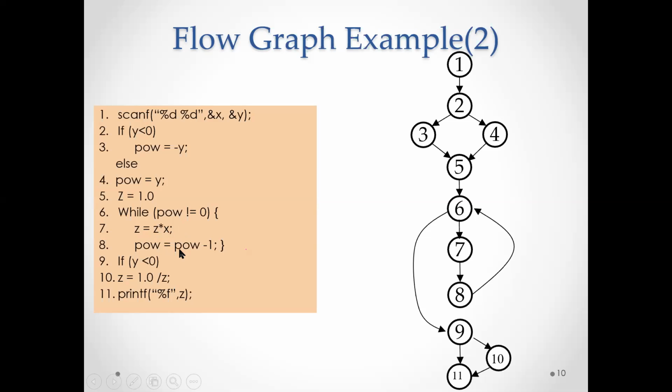Next, power is equal to power minus 1. Whatever the value is there with respect to power, minus 1, that will be the thing. So this will be continuing with respect to our loop. This is the while loop. Once the power becomes equal to 0, it fails and will be coming out. If y is less than 0, then z is equal to 1.0 divided by z. Print the value of z. That's it. This is what they have just given.